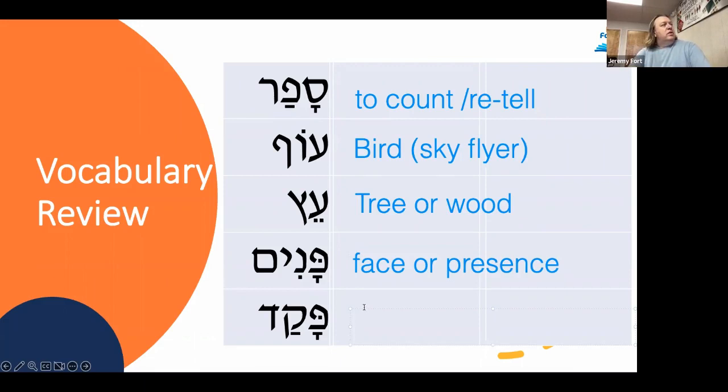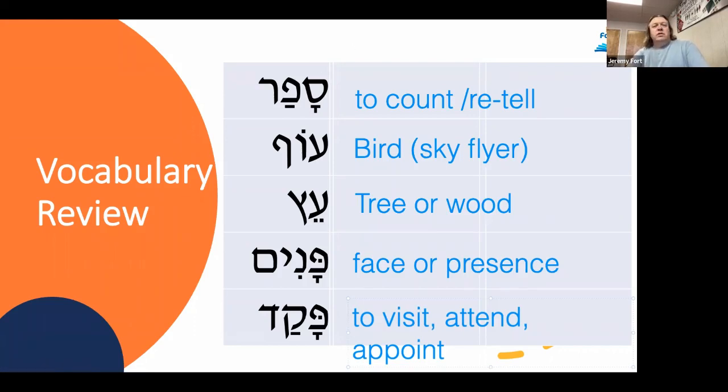So Brent, you want to give us our last one here? Pakad. Do you remember that one? I know it can mean to visit. It's a verb. Can mean to attend to, to appoint, something like that. So yep, a pakad. You don't want the pakad to come and visit you, or he's going to let the lasers of the Enterprise loose on you. Sorry. These are all the things I have to use to try to remember these words.